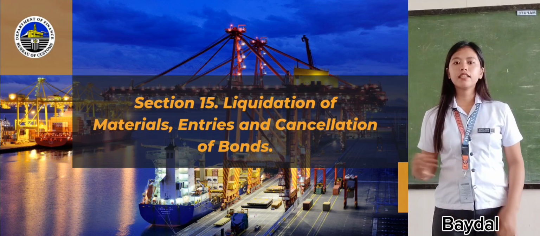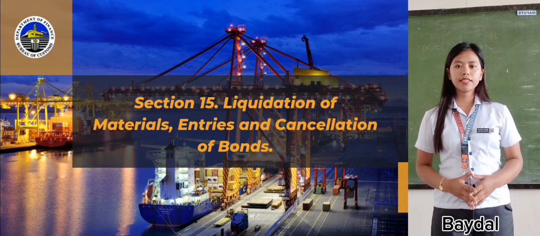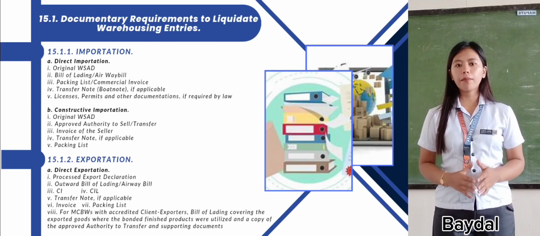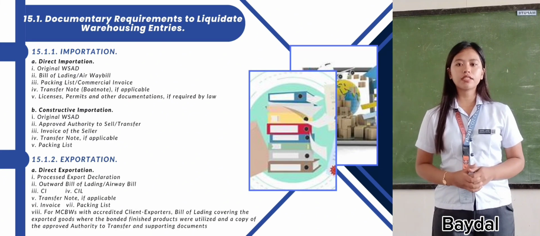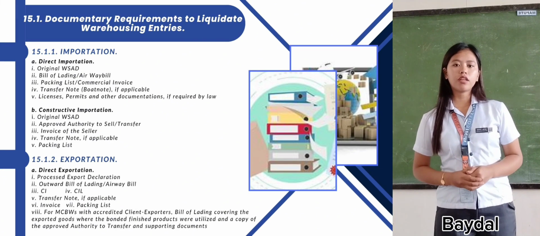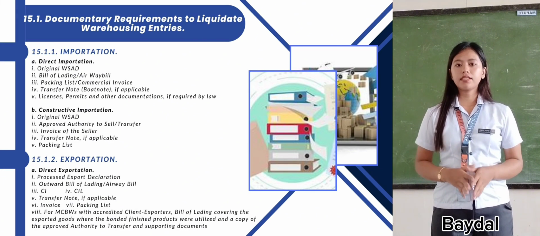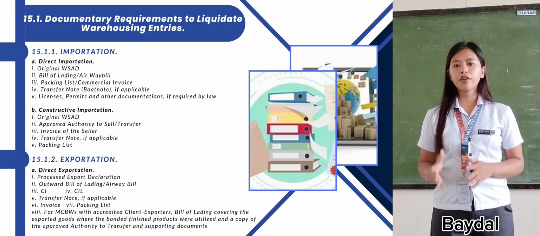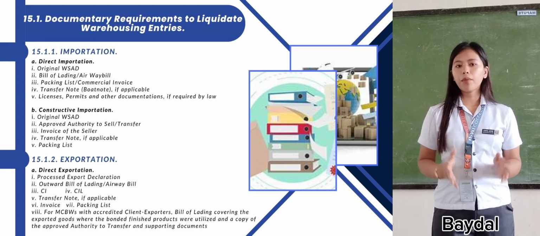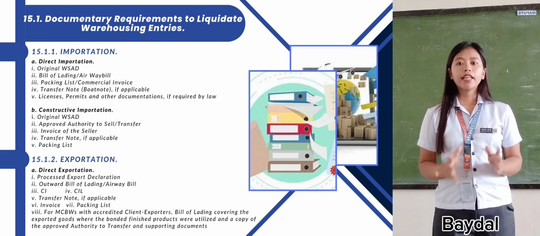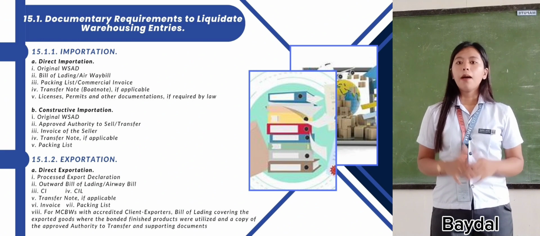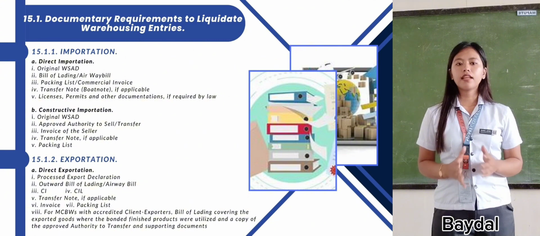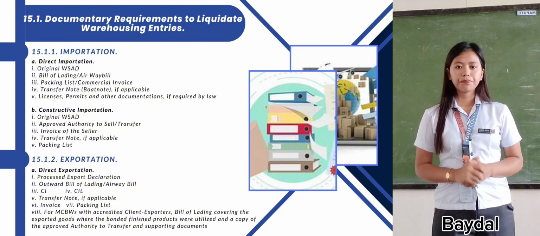In Section 15, liquidation of materials, increase, and cancellation of funds. In Subsection 1, documentary requirements to liquidate warehousing increase. First, we have importation. Direct importation is the process of bringing goods from a foreign country into a bonded warehouse. So the required documents for direct importations include the original WSAD, bill of lading or airway bill that provides proof of shipment and details about the imported goods.